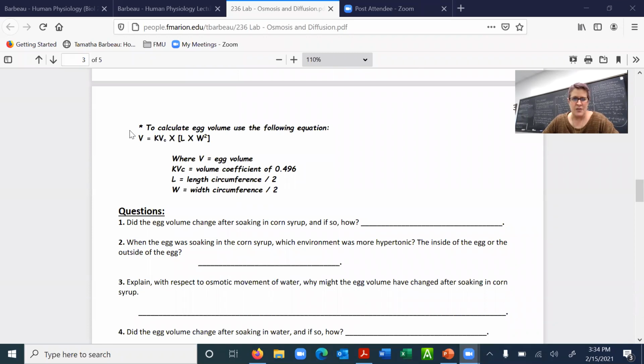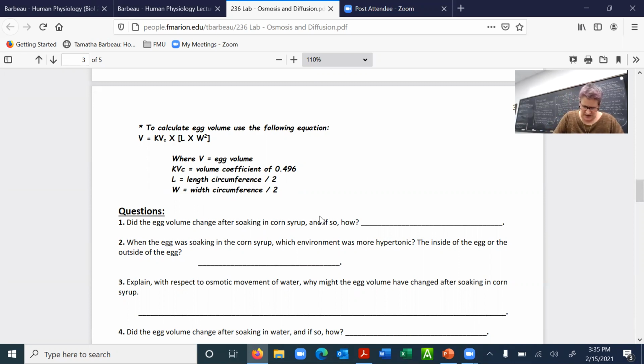There it is. The volume of the egg equals a constant of 0.496 times, in parentheses, the egg length multiplied by the egg width squared. Now here's the trick. Before I plug in these numbers that I have on this cup, I told you the original egg length was 16.5 centimeters and the original width was 15. So what I have to do before I plug this into this formula is divide the L by 2 and divide the W by 2.